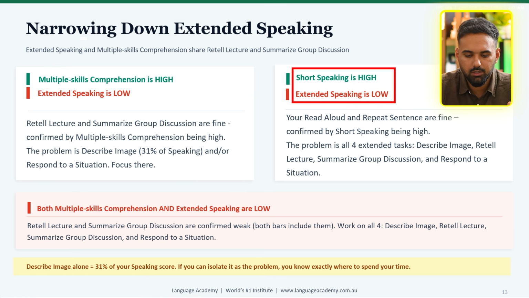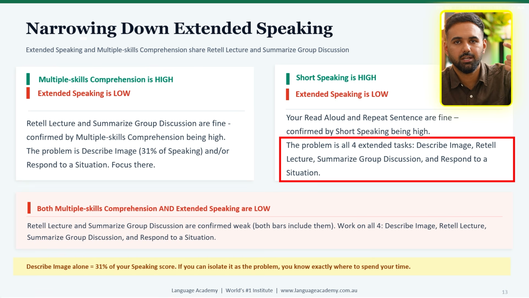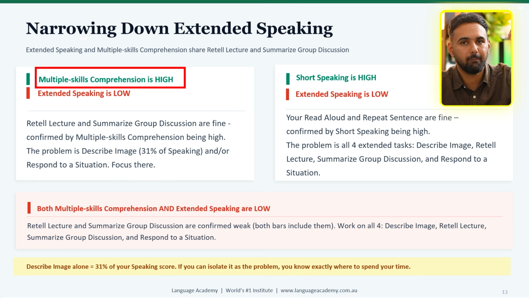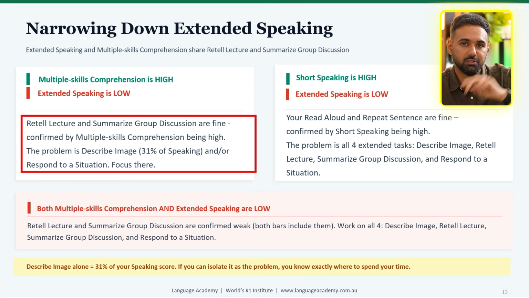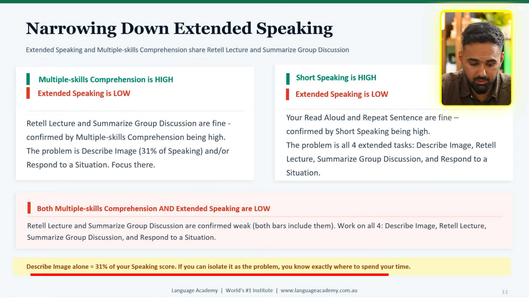Similarly, I've told you that you can look at your short speaking. If that's high but extended speaking is low, means you're making mistake in your describe image, retell lecture, summarize group discussion, respond to situation. Then you can look at multiple skills comprehension. If that's high, means your retell lecture and summarize group discussion is good. You have to just work on your describe image and answer short question. Now remember, describe image gives you around 31% of your speaking scores, and if you work on this, you can save a lot of your time and get your desired scores as well.